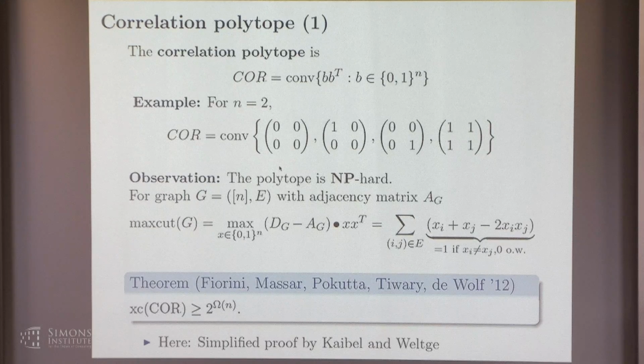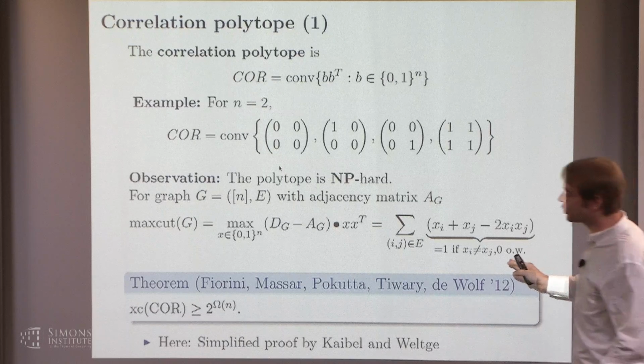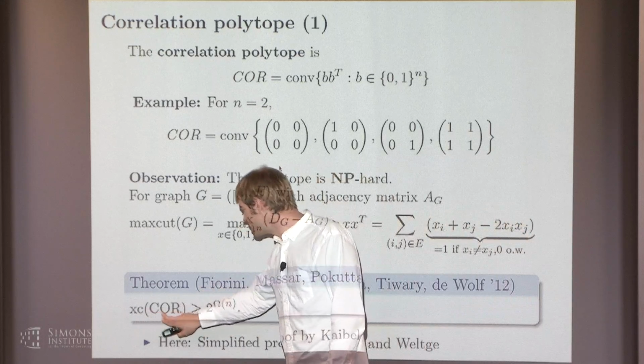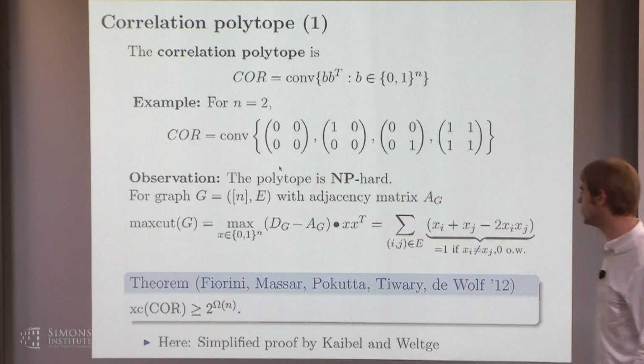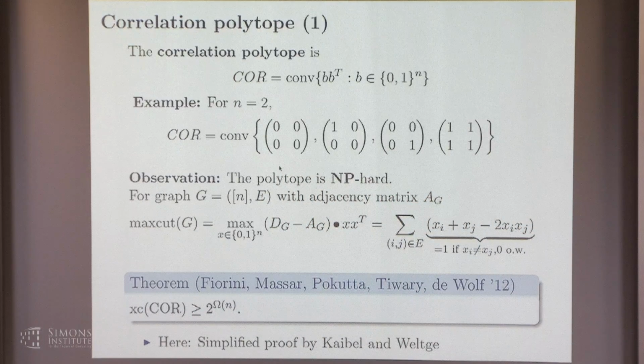OK. And in fact, that's a result of Samuel, Massar, Pokutta, who's also here, Tiwary, and Wolf. And to be precise, what they showed is that the extension complexity of this polytope is exponentially large. So it's kind of as bad as you might fear it should be.